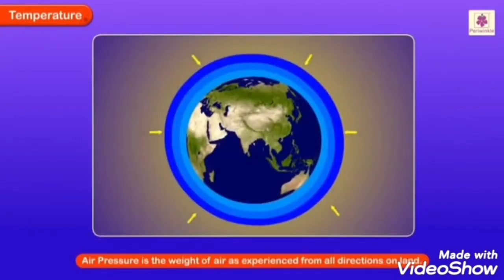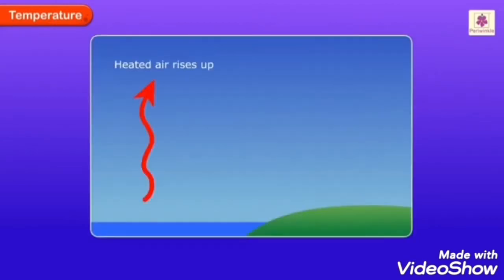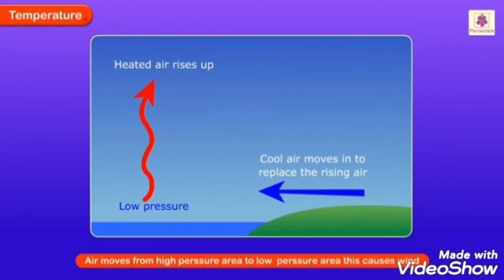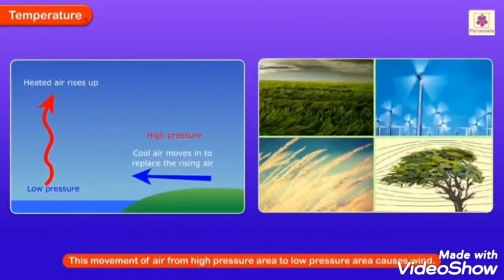Air pressure is the weight of air as experienced from all directions on land. When air heats up, it rises and creates an area of low pressure on the Earth's surface. The surrounding cool air moves in to replace this rising air. This air comes from areas where the pressure is high. This movement of air from a high pressure area to a low pressure area causes wind.